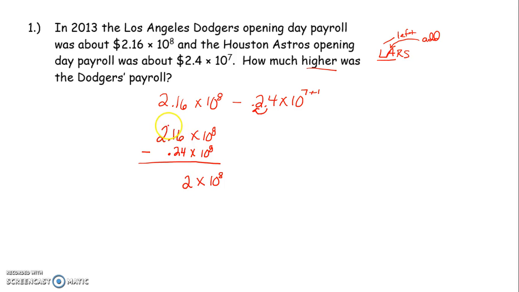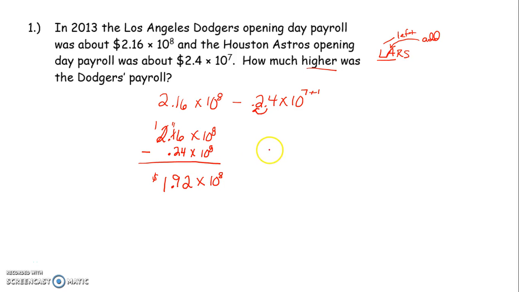You can't take 2 from 1. Borrow, 2 becomes a 1. This becomes an 11. 11 minus 2 is 9. Keep my decimal point, and we have 1. So 1.92 times 10 to the 8th dollars.